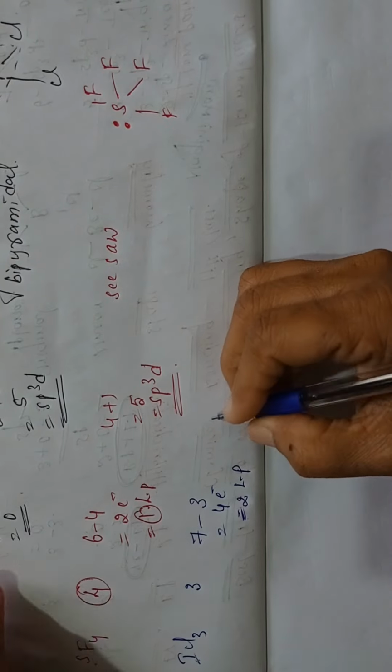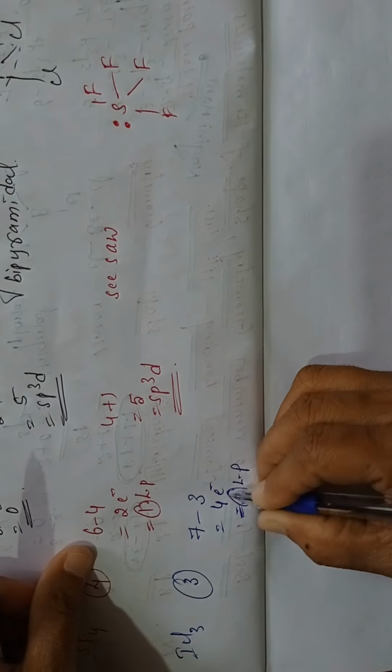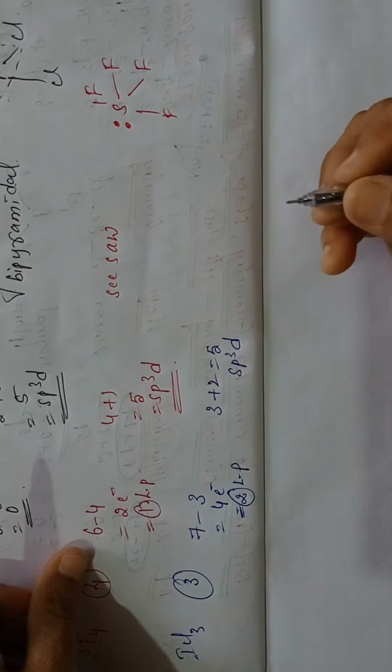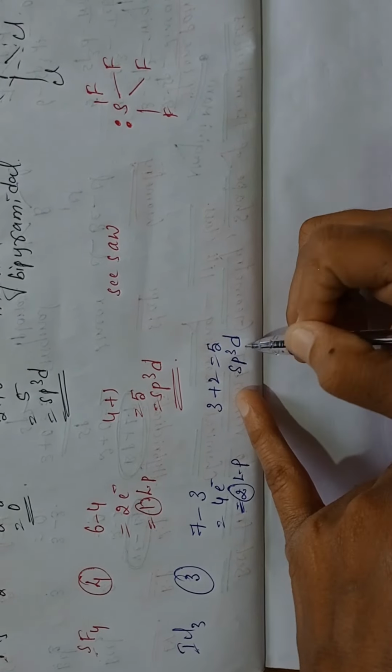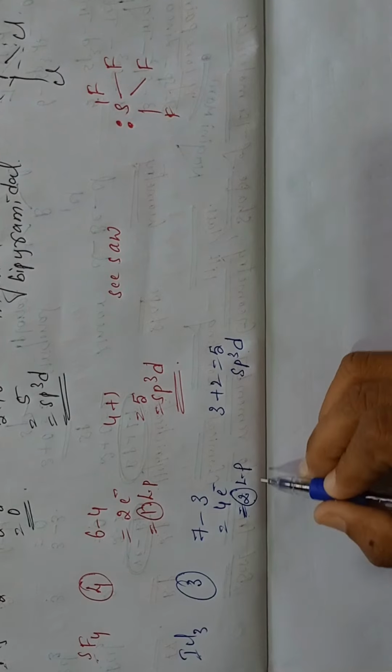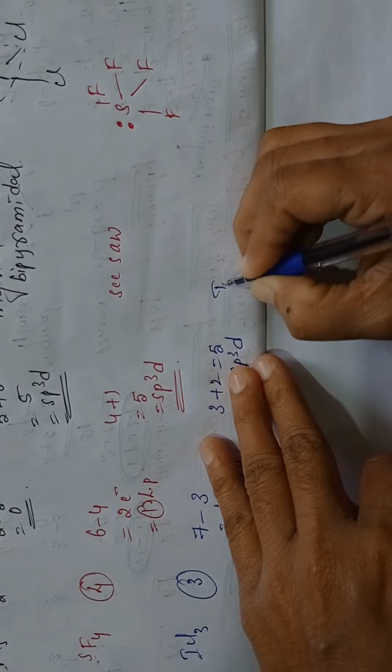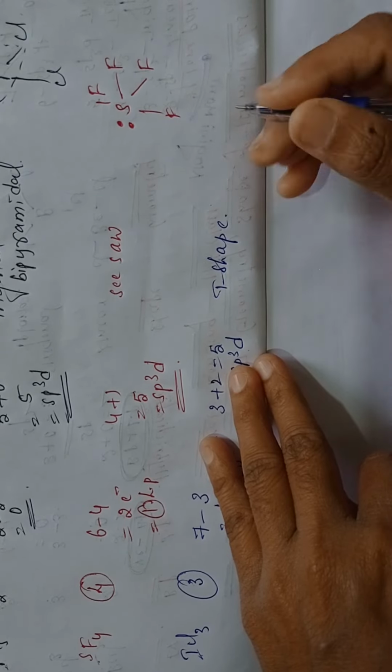Then what is the hybridization? 3 bond pairs and 2 lone pairs, 3 plus 2, total 5, means sp3d hybridization. Now what is the shape? Here 2 lone pairs are there. Then what is the shape, students? T shape.